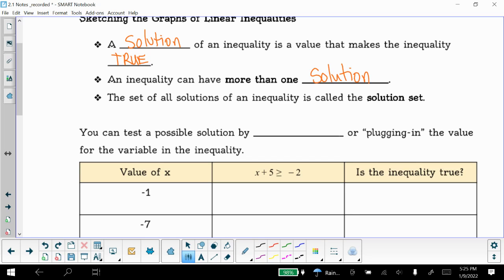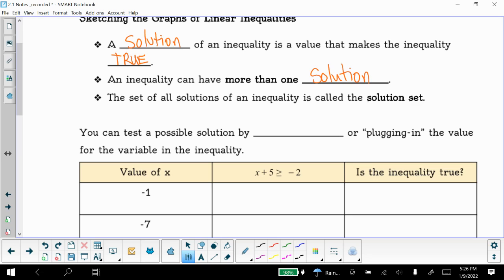And that's because it's not just equal, right? We're saying that it's possibly equal in those greater than or equal to and less than or equal to situations. But we're also saying that it could be less than that value or it could be greater than that value, depending upon our inequality symbol. And the set of all of our solutions is what we call a solution set. So all those possible values that make this statement true are what we call our solution set.